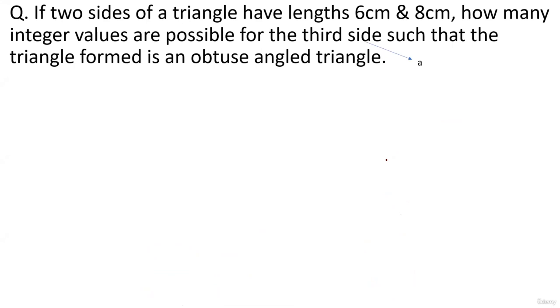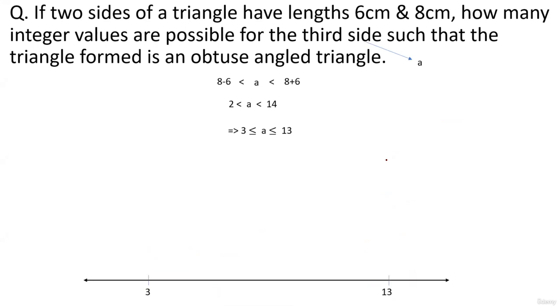Let the third side be equal to A units. So A will be greater than 8 minus 6 and less than 8 plus 6, like the previous question. So A will lie between 3 and 13, both inclusive. I have plotted the values below, 13 and 3 both inclusive.